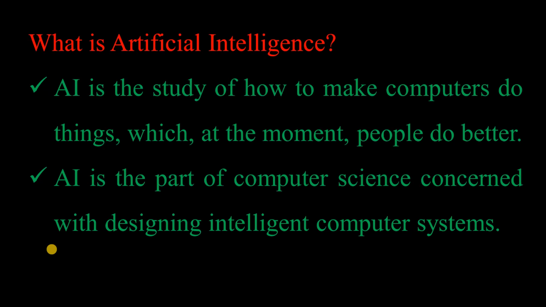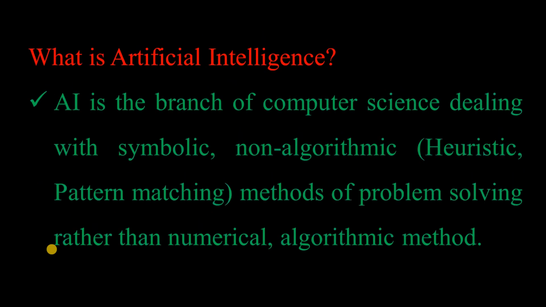In other words, it's a theory and development of computer systems which are able to perform tasks normally requiring human intelligence, like visual perception, decision making, natural language processing, speech recognition, and so on. Everything comes under there. And then, moving on to a more detailed definition of AI, it's a branch of computer science dealing with symbolic and non-algorithmic methods of problem solving, not actually numeric or algorithmic methods.